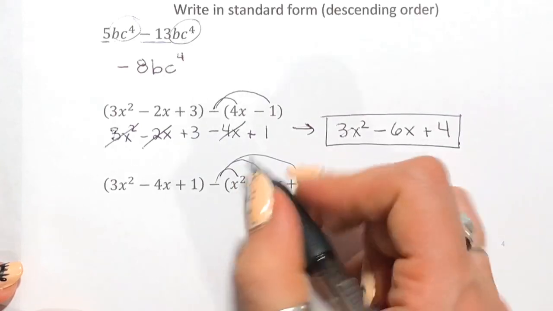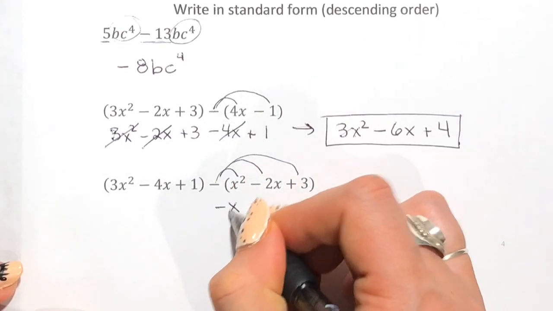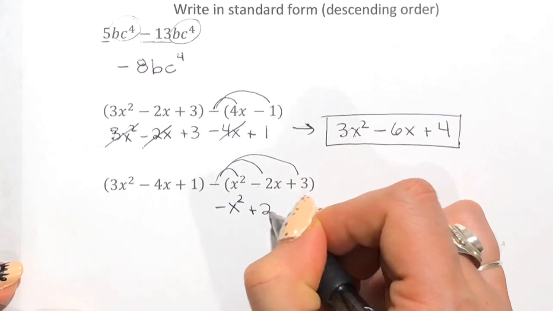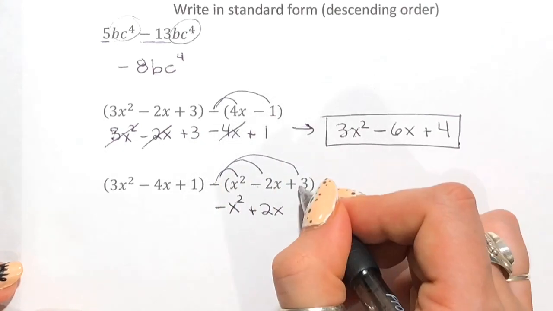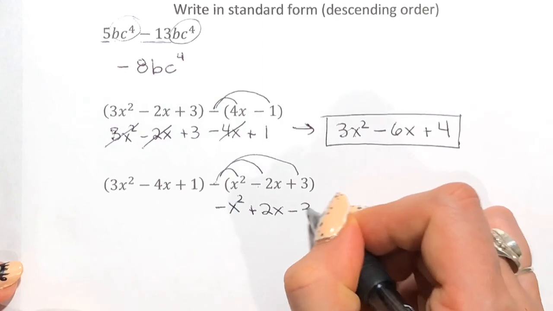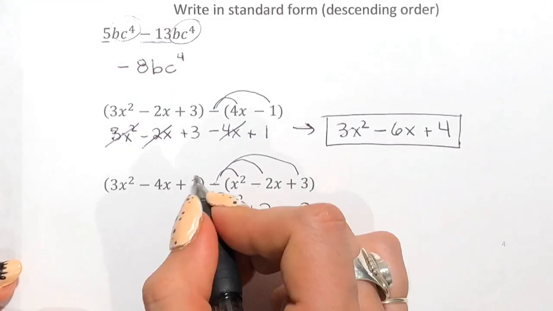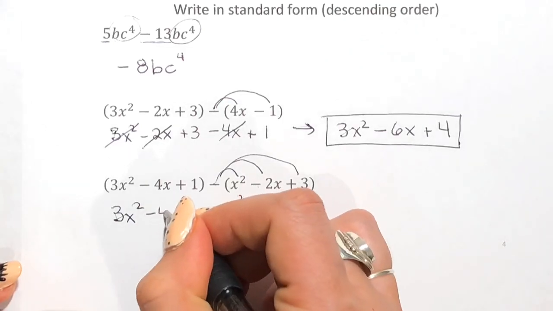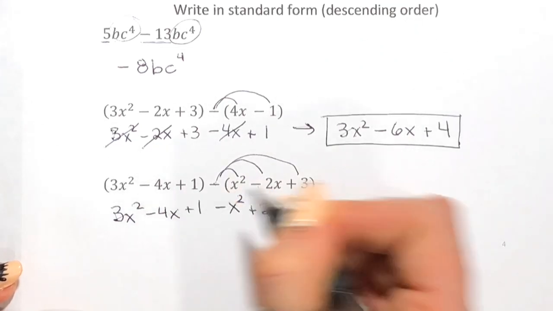It's going to end up flipping all of your signs so that we have a negative x squared. This negative and this negative will turn to a positive 2x. And then this negative times this positive will be a negative 3. And then we can get rid of these parentheses now. We have 3x squared minus 4x plus 1.